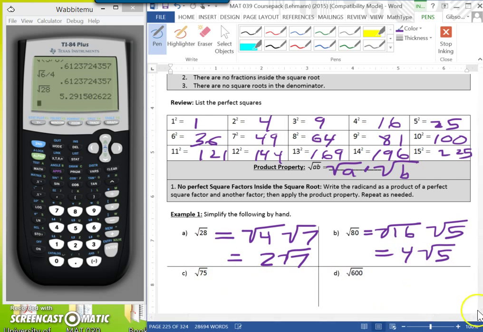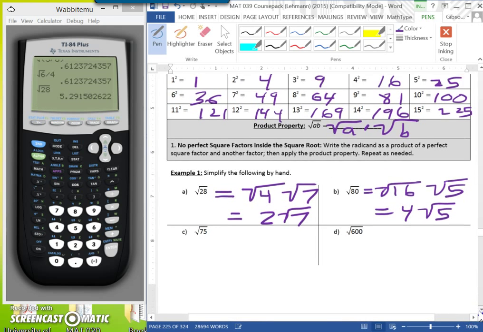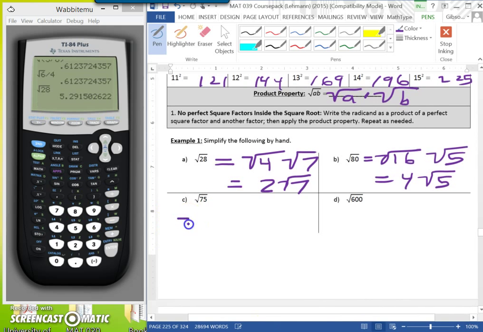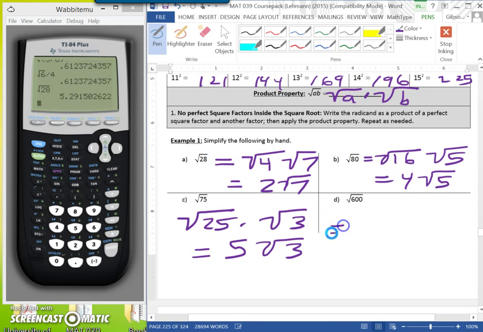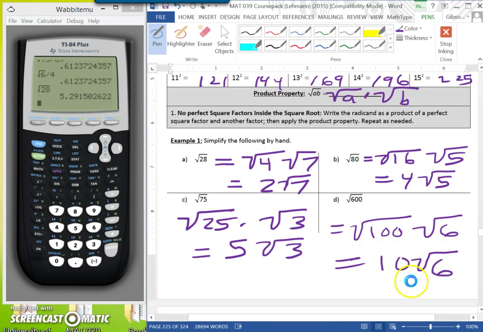Now we have the square root of 75. The highest perfect square in 75 is 25. So we have the square root of 25 times the square root of 3. The square root of 25 is 5, so 5 times the square root of 3. And that is our final answer for C. Now for D, we have the square root of 600. We do have a perfect square in 600 of 100, and we will be left with the square root of 6. The square root of 100 is 10, so 10 times the square root of 6.